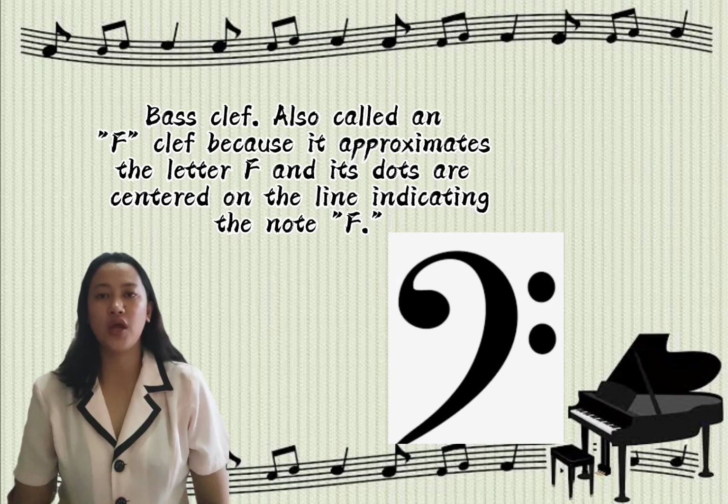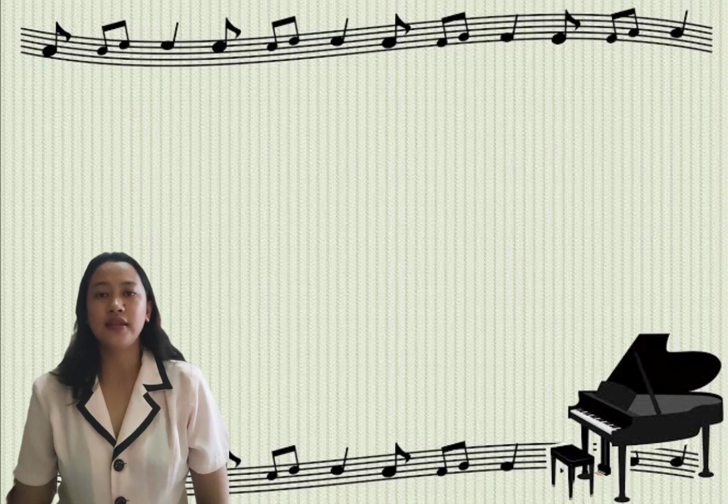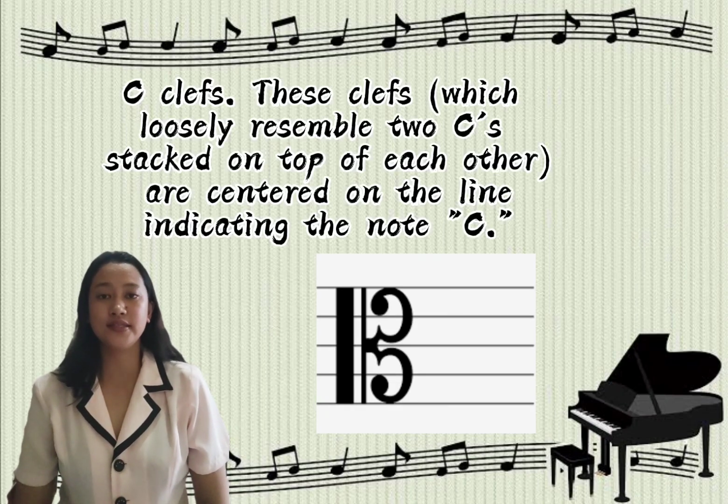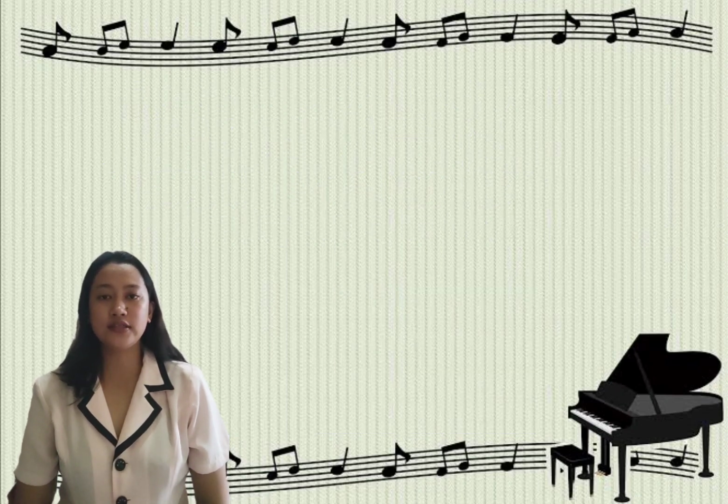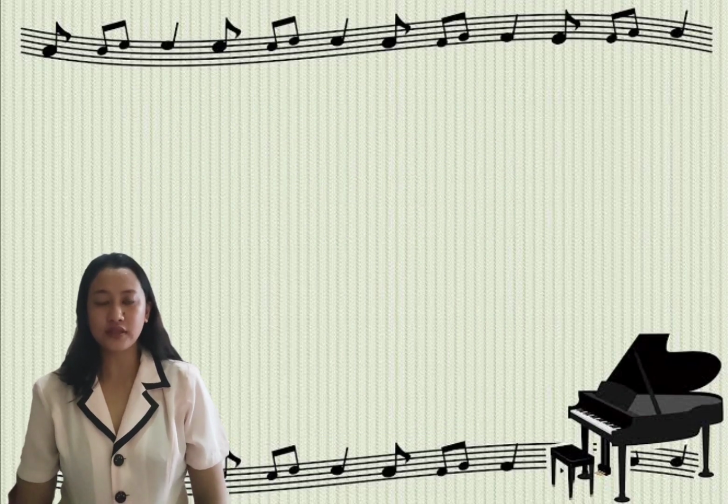The bass clef, also called an F clef, because it approximates the letter F and its dots are centered on the line indicating the note F. In piano sheet music, the left hand typically plays notes written in bass clef. The C clefs. These clefs, which loosely resemble 2 Cs stacked on top of each other, are centered on the line indicating the note C. It's common for C clefs to move around on the staff.